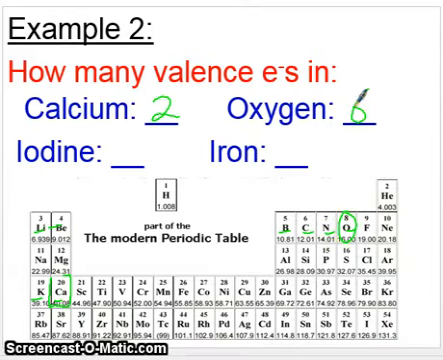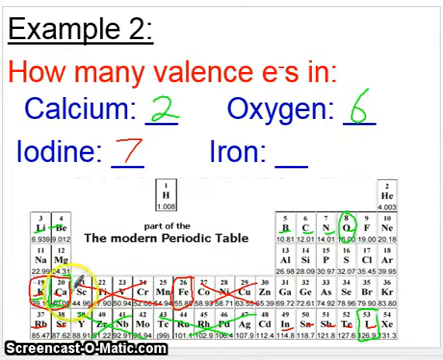Easy enough. Iodine. Now, for iodine, it may be a bit tricky, but you're going to ignore the D block. These are not going to be counted. It's just going to be the S, so 1, 2, and the P, 3, 4, 5, 6, 7. So iodine has 7. And iron is also a bit tricky. If you take a look at iron, you again ignore the D block. It's just the S. So it's just 1, 2 for iron.